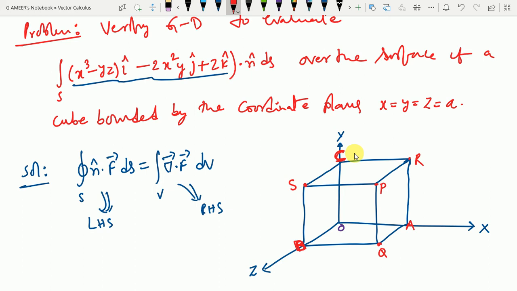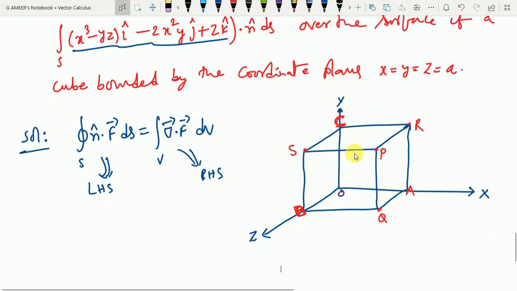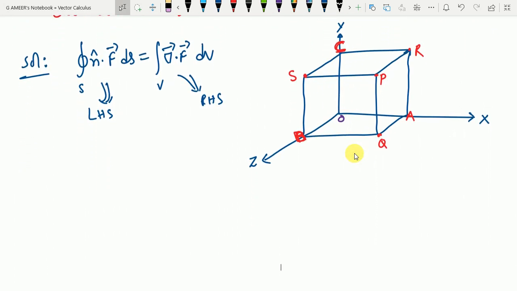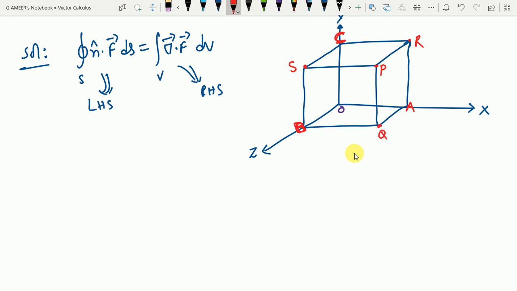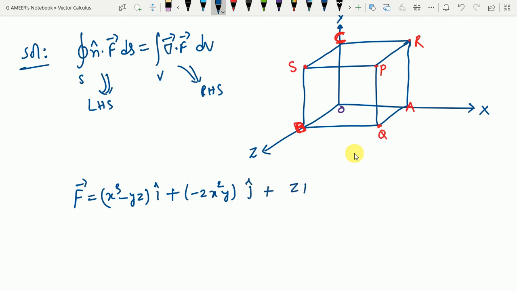Okay, fine. Let us first finish the RHS. The RHS is the easiest part here. Let us finish the RHS part first. We'll calculate the divergence of it. Given F, the x component is x cube minus yz, the y component will be minus 2x square y, and the z component is z.